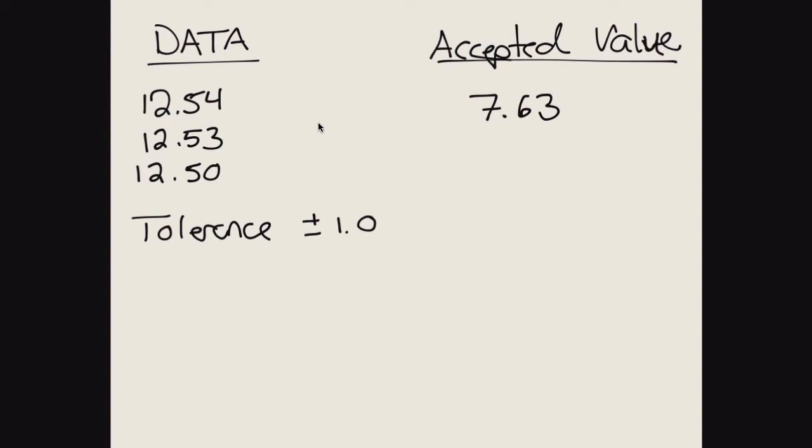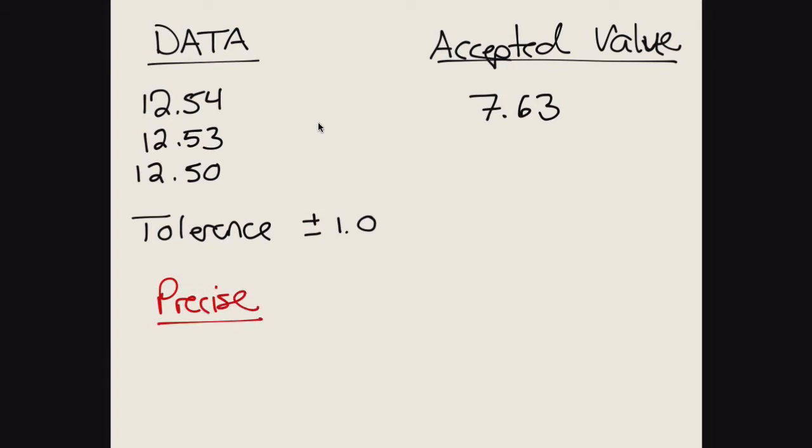Chloe? Precise. It is precise. All of the numbers are really close together. They're within my tolerance, right? They're definitely within 1.0 of each other. As a matter of fact, they're within 0.03 of each other. Very, very close data. So they're definitely precise.